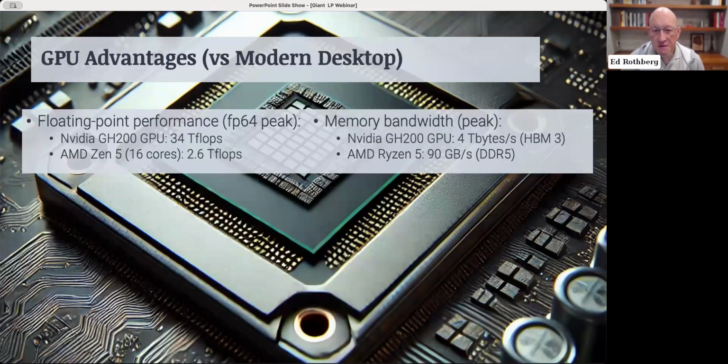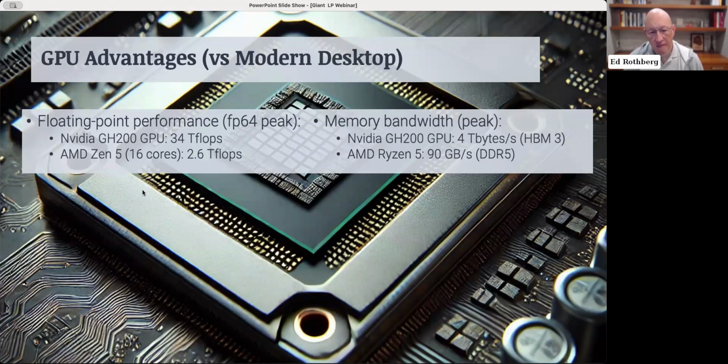All right, so to give you a bit more context here, let's look at the advantages of a GPU just in a general sense. I'll start off just comparing it against a modern desktop CPU. And you can look at this using two different metrics. The first is just raw floating point performance. If the processor is running flat out, what's its rate of performing floating point operations? And the second is memory bandwidth. If you're pulling data from memory, how quickly can you pull that data?